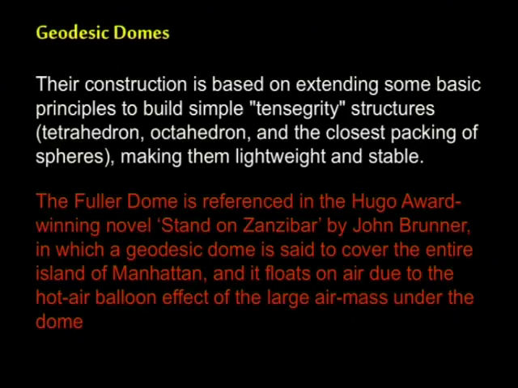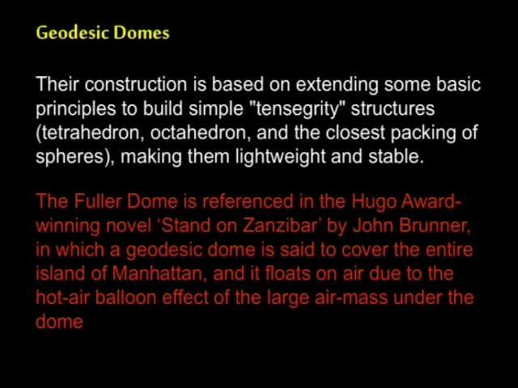The Fuller Dome is referenced in the Hugo Award winning novel Stand on Zanzibar by John Brunner, in which there is a geodesic dome said to cover the entire island of Manhattan. It actually floats in the air due to its very, very light weight, and it covers the entire city of Manhattan. This entire thing is floating because of the hot air inside. It creates a hot air balloon effect on the large air mass immediately under the dome. So this kind of feature is there in this novel, and that novel was awarded the Hugo Award for the best novel. The novel is called Stand on Zanzibar, written by John Brunner.